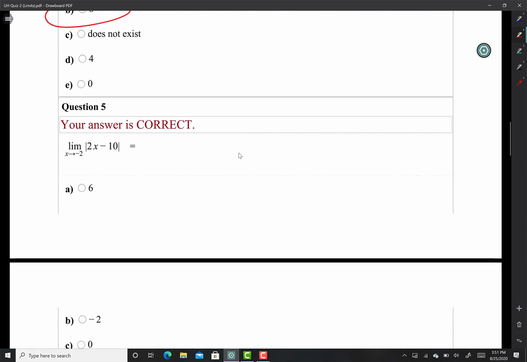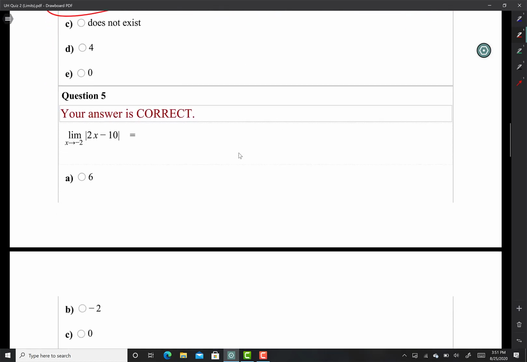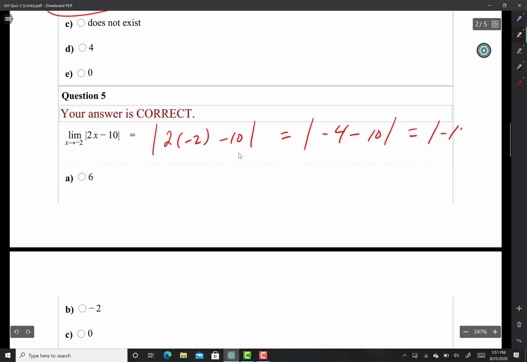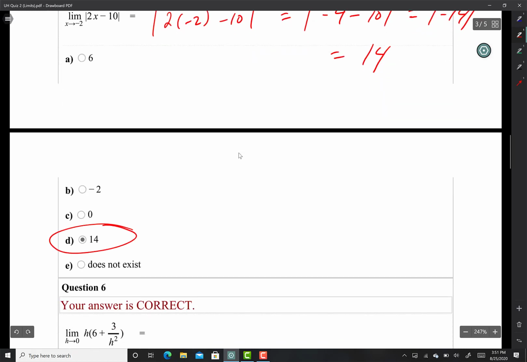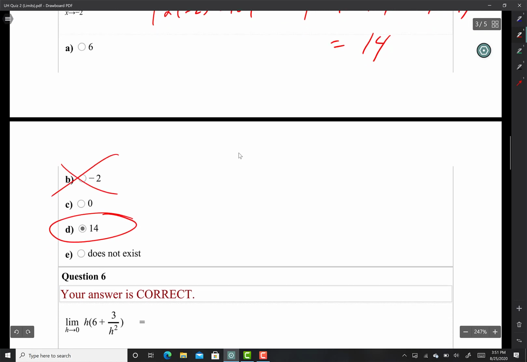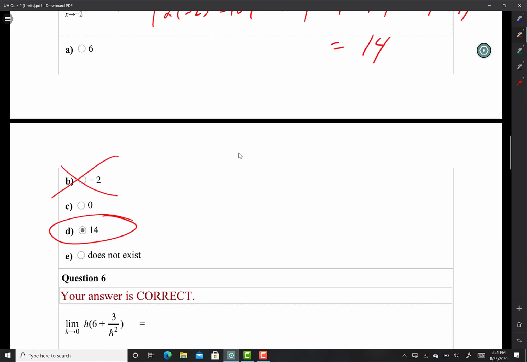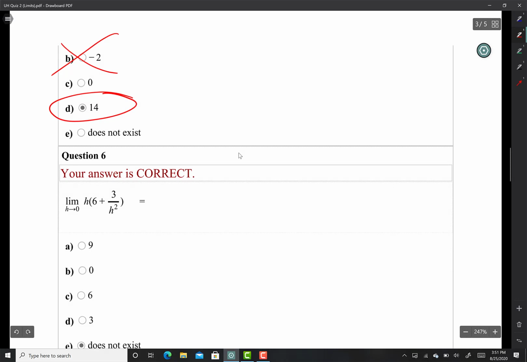This one you can just do direct substitution. I have an absolute value, so I can just go absolute value. 2 times negative 2 minus 10, close absolute value. So let's see, absolute value of negative 4 minus 10, close it. So that's absolute value of negative 14, and the absolute value of negative 14 is 14. Delete B, that's the worst one, guys. Absolute value means it's always going to be positive.